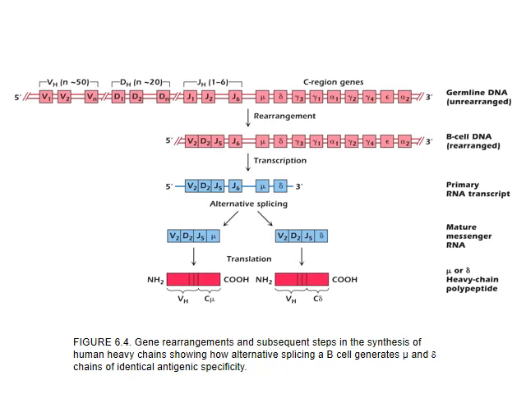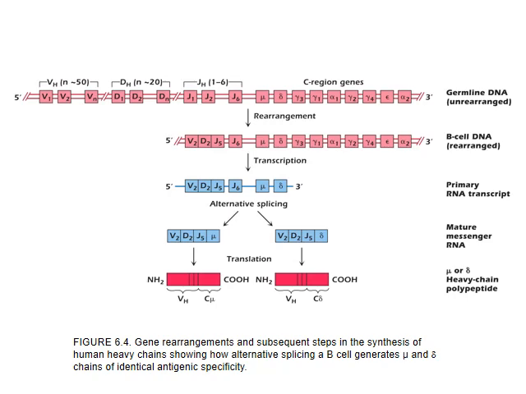Now, this B cell DNA is then transcribed into primary RNA transcript. So we see that we have V2, D2, J5, J6, and then we pick up mu or epsilon. So we have at least two over here, and the rest of them are not picked up. So that will form the primary RNA transcript.